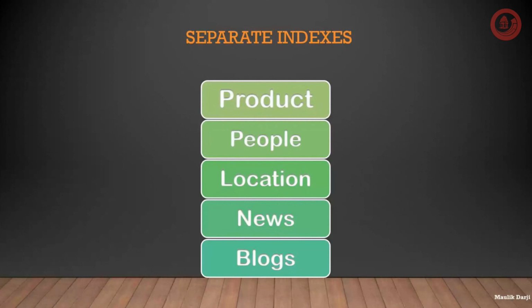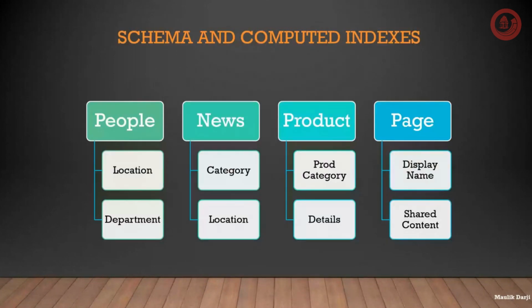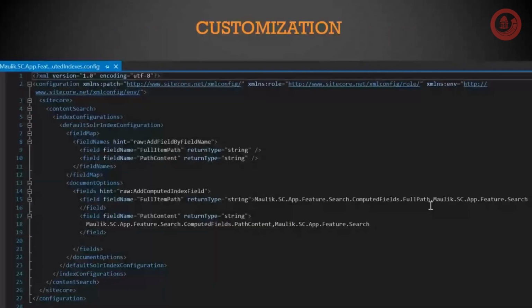Faster people, that is faster. And let's say each people have location, department; news has category, locations; product has product category, details. So everywhere you have some similar names, but the purpose is a little different. So I would say that you can create a computed index for that, or one or other options are there. These are all customization. When you try to implement search, there are n number of items over there.